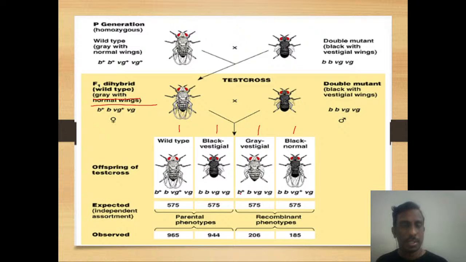If you observe this, here we got two parental types and two recombinant types. That means in total, two of them are parental types and two of them are recombinant types. And if you see the result of the original experiment, the total parental types are 965 and 944, so that comes to roughly 1900. And when you come to recombinant types, it comes to roughly about 400.